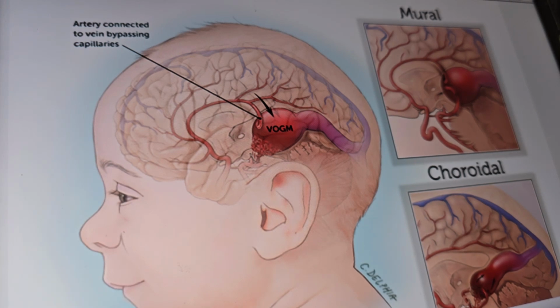And as you know, the artery is connected directly to the vein, bypassing the capillaries, and that's why there are two types by which you can majorly understand the vein of Galen malformation: one is mural and the other is choroidal.